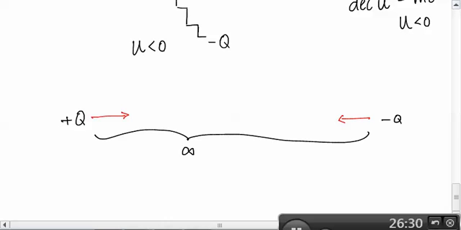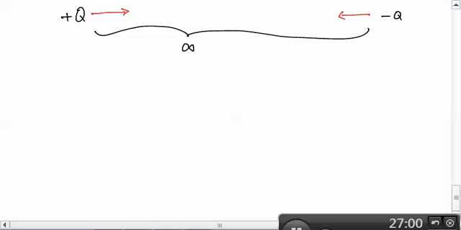Negative. So for a positive charge, zero electric potential is a very small number. But for a negative charge, zero potential is a very big number. And that's not easy to understand. So I'll let that soak for a minute here.